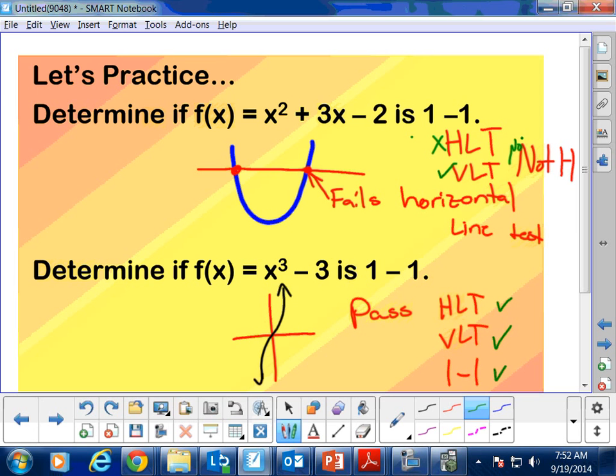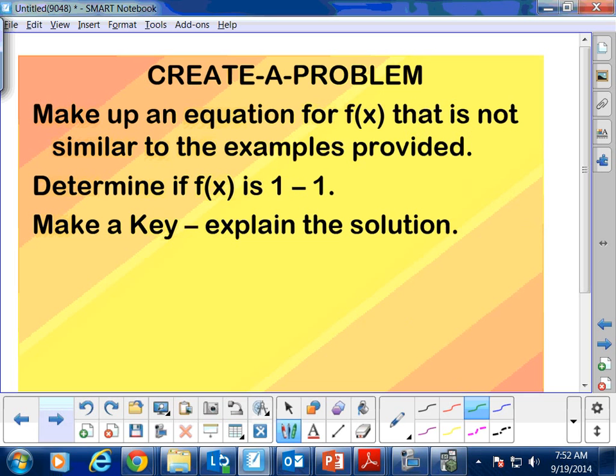Now that we've gone over this part, go ahead and write this down. Pause the video while you write this down because it'll help you in memorizing. Make up an equation for an f of x that's not similar to the example provided. This is create a problem. Create one for yourself and let's make a determination.